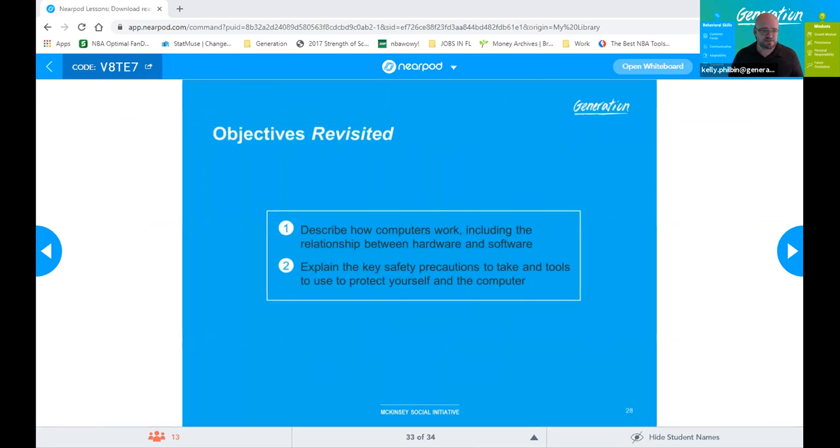Let's see, can someone give me a really quick basic rundown? Chris, can you give me a quick basic rundown of the difference between hardware, software, and firmware? Hardware is basically the computer, the monitor, the things you can physically touch. The software is like the program that's inside the computer, like Microsoft, and the applications that go with the program.